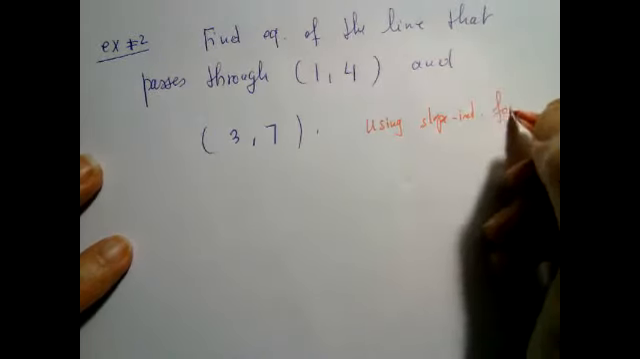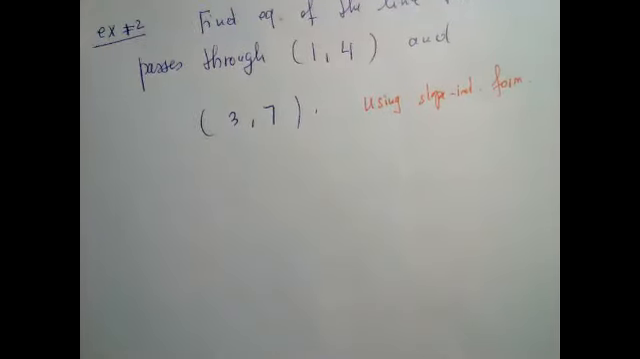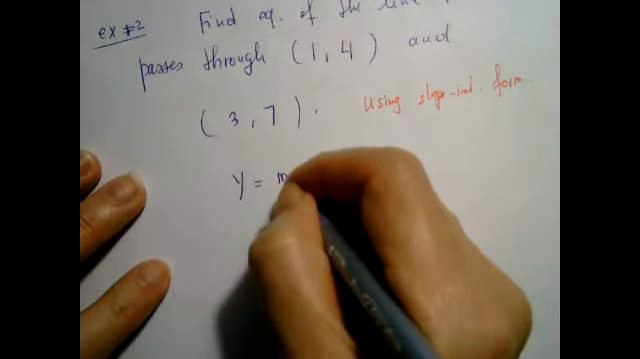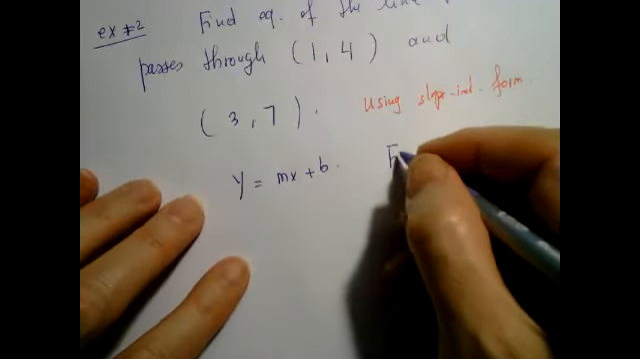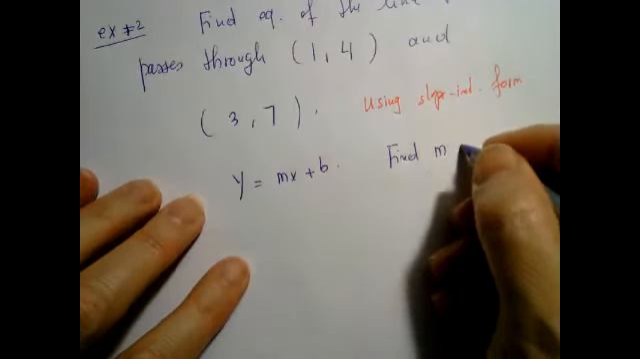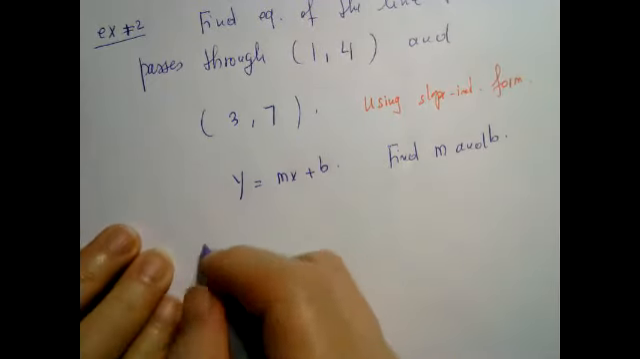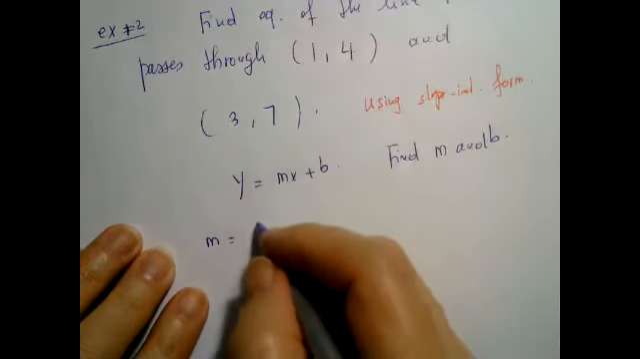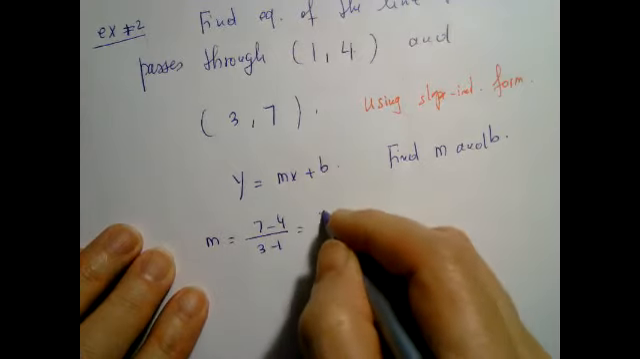Slope-intercept form. Very good. So what do I mean by that? What I mean is that the form tells me y is mx plus b. So I need to find m and b. First, m is easy. M is the slope. It's the change, 7 minus 4, we did it a minute ago, over 3 minus 1, which is 3/2.